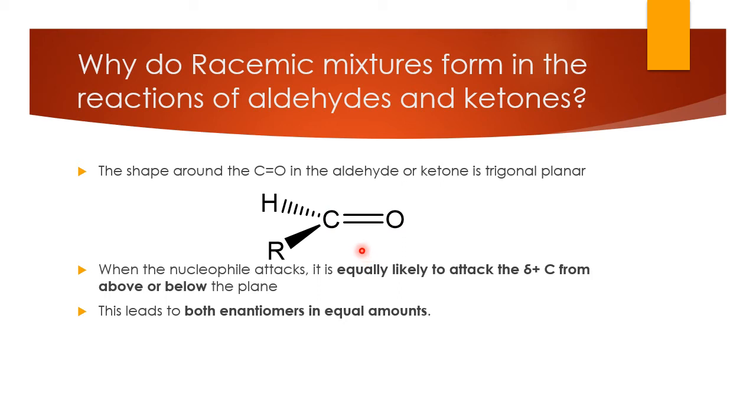And because it's flat, planar, then when the nucleophile attacks it, the nucleophile could attack it from above the plane or below the plane, so on top or underneath, and that is equally likely to happen. And if it's equally likely to happen, you're going to get an equal mixture of two isomers, the two optical isomers.